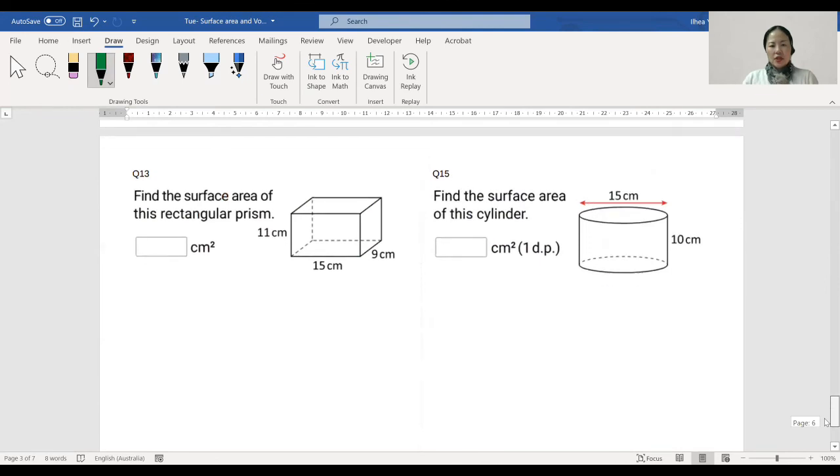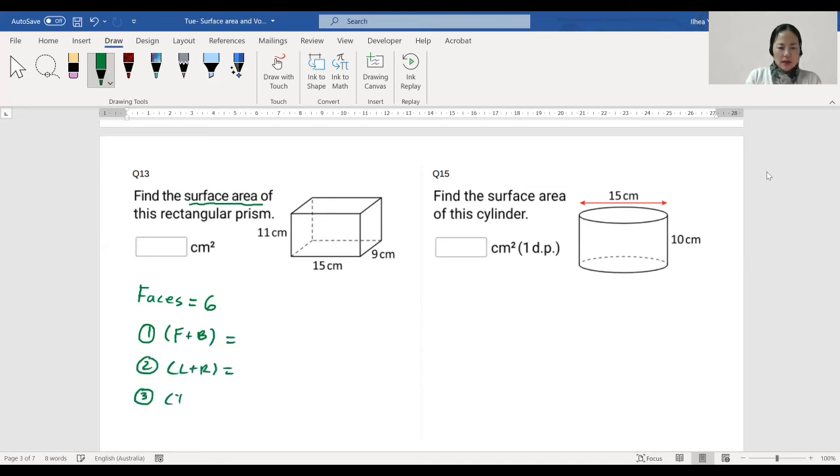Okay, question 13. Find the surface area. So this is surface area. Okay, this rectangular prism. With the surface area, first thing you've got to remember is how many faces this solid 3D shape has. 6. Fantastic. So that means there's 6 areas you have to add up. But luckily with the rectangle, there are 3 types of rectangles, and each one is paired up with the other. So I'm going to go front and the back rectangle, left and right rectangle, and top and the bottom rectangle.